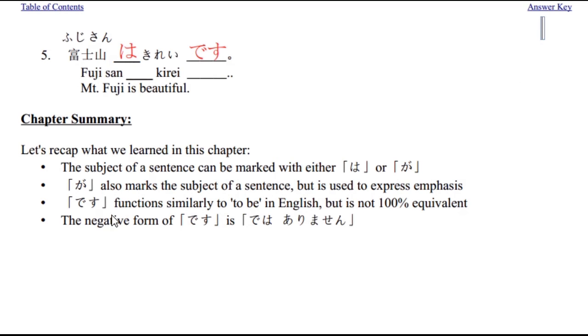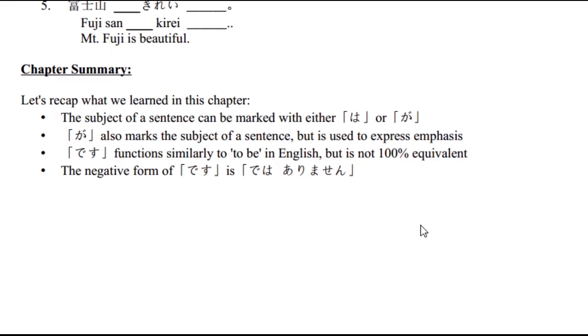Third one, we learned that desu functions similarly to be in English, but it's not 100% equivalent, so don't think of them as being the exact same. It might kind of hurt you later when you're studying. And finally, we learned that the negative form of desu is de wa arimasen. So if we have a sentence like watashi no namae wa Jeremy desu, my name is Jeremy. If I wanted to say my name is not Jeremy, I can just replace desu with de wa arimasen. So, watashi no namae wa Jeremy de wa arimasen.